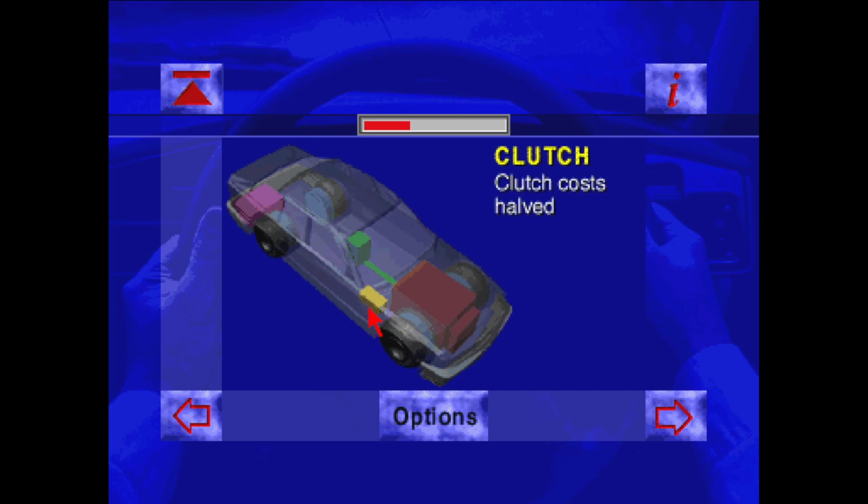Riding the clutch, slipping the clutch instead of changing down, and excessive clutch slip when moving off are all common bad habits. By using the clutch more skillfully, you can reduce clutch replacement costs to half or less of the average.